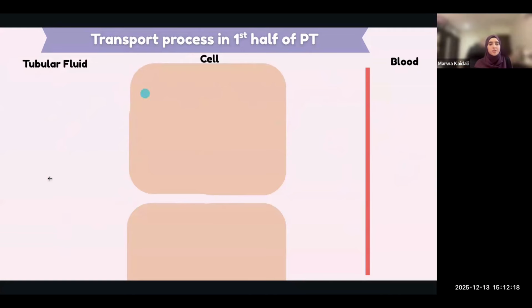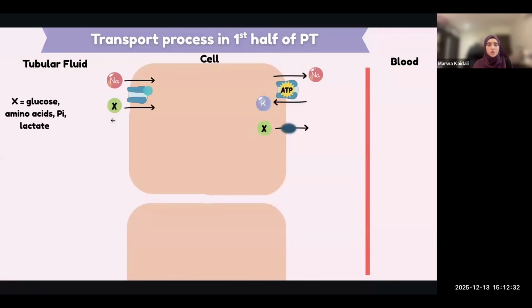So our main goal over here is to bring the ions into the cell through the apical membrane and then out through the basolateral membrane. Now, the first channel that we're going to see in the first half of the proximal tubule is the sodium organic solute symporter. The X stands for all of these: glucose, amino acids, phosphate, and lactate. All of these are going to be combined with sodium and have their own respective channel to go into the cell. I didn't put separate channels for each because it would overcrowd the slide and confuse you. So X stands for all the organic solutes, and each organic solute is going to get its own channel with sodium.